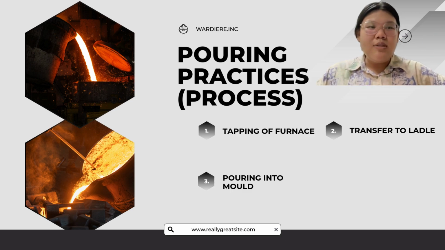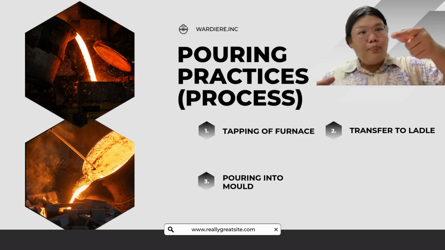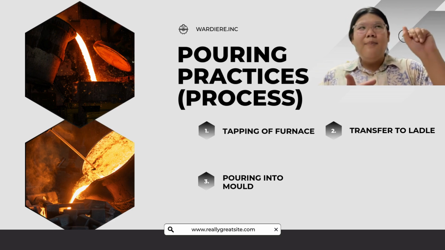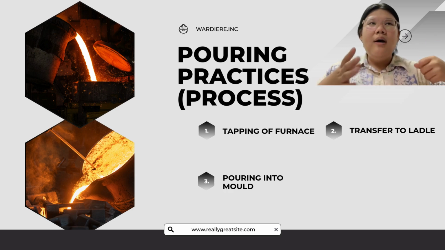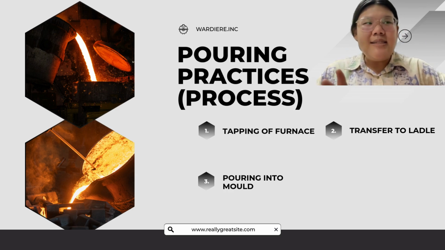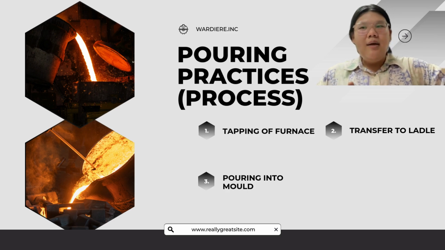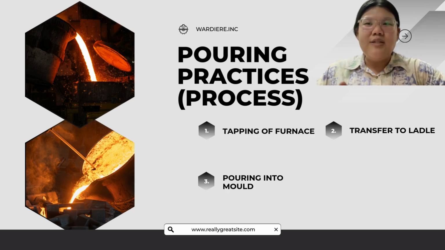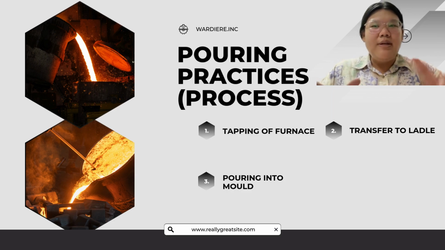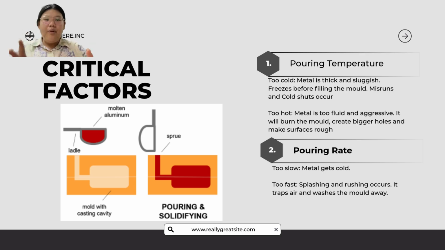A ladle is used to, third part, pour the molten metal into a mold. It is important to use a ladle as it is controlled by the person, and it is to safely transport metal from the furnace to the pouring station without spillage or damaging anyone. In the pouring practice, there are two really critical factors that everyone should know. Firstly is the temperature, and second is the pouring rate.